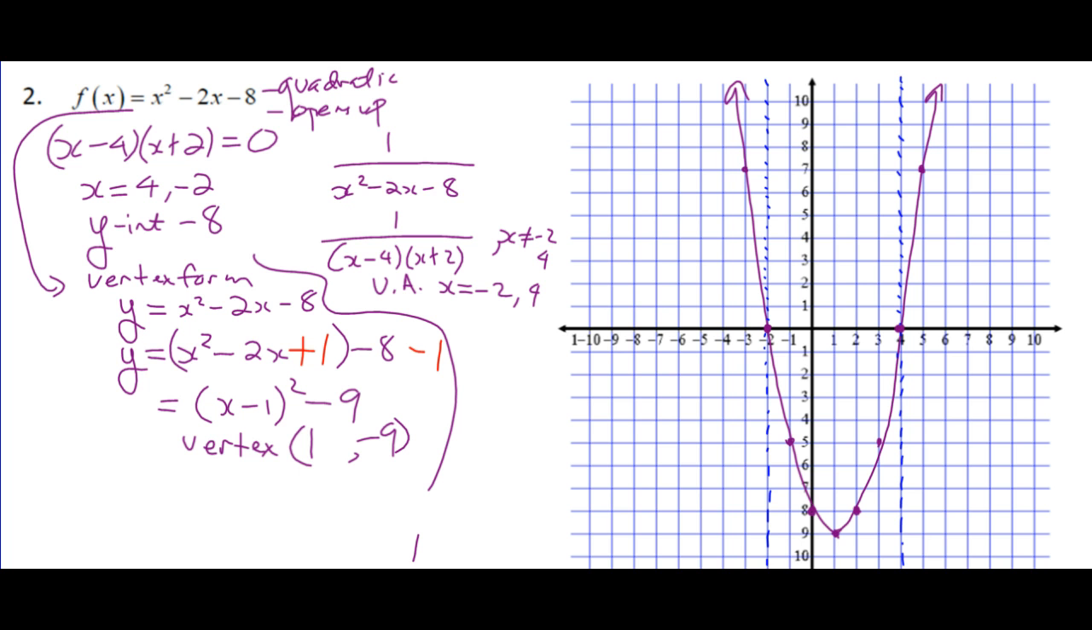Okay, so our horizontal asymptote. As x gets really big, what happens to this? It gets really big, which means that this gets really small, which means the horizontal asymptote is 0. Y equals 0. So we sketch a vertical asymptote, and we sketch our horizontal asymptote.